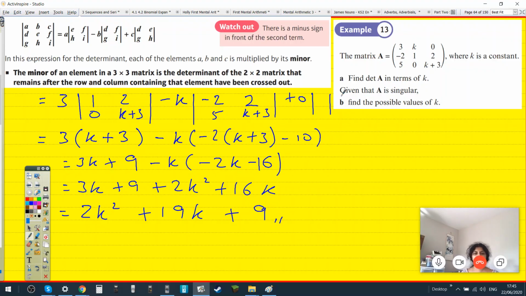Okay. You do now, part b. Given that A is singular. Oh, that means it's equal to 0, right? The determinant is equal to 0. Wait, why did you write b is equal to 0? Part b. You cheat, man. Fine. Find the possible values. Oh, so that's just solve, right?